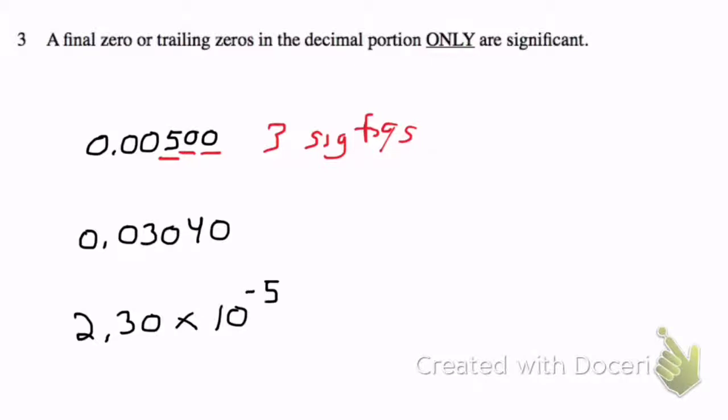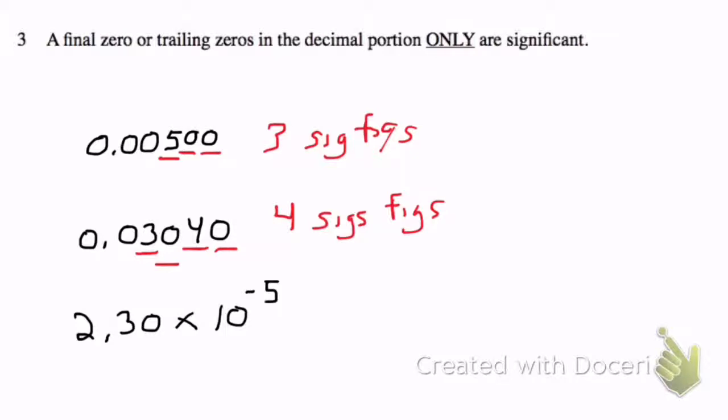Looking at the next one, this has all three rules. The first, we can underline the 3 and the 4 because those are non-zero numbers. Therefore, they are significant. The 0 between them is according to rule number 2, which states that a 0 between two significant digits are significant themselves. And the final 0, which is a trailing 0 in the decimal portion, is significant. Therefore, this number has 4 sig figs.